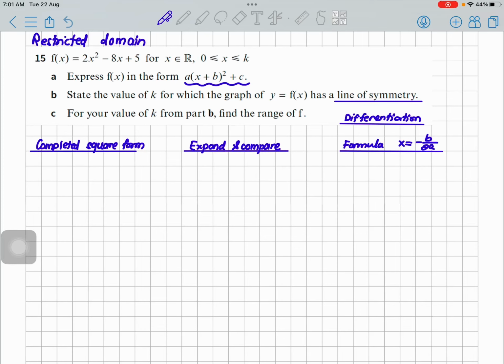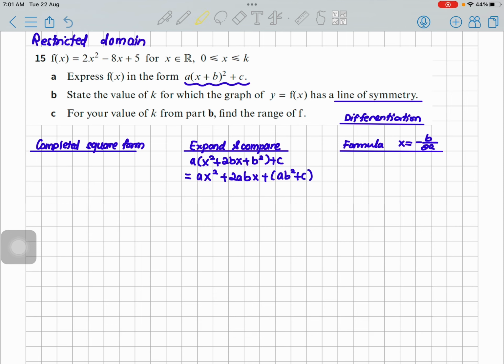Let's express the function in the completed square form. So I'm going to do the IGCSE method of expansion. Then let's rearrange into specific coefficients. Coefficient of my x is 2ab and my constant term is ab squared plus c.